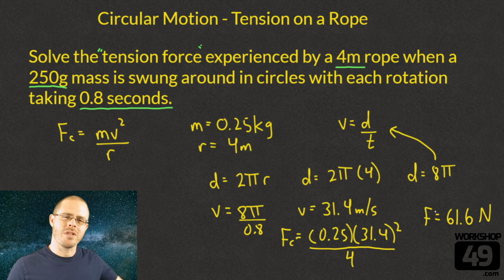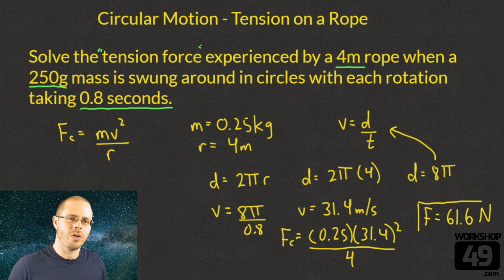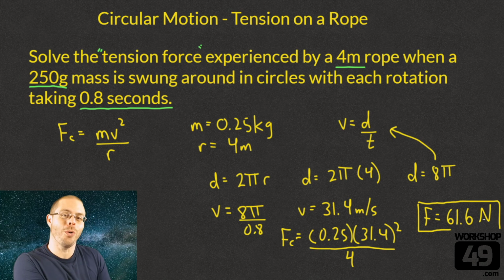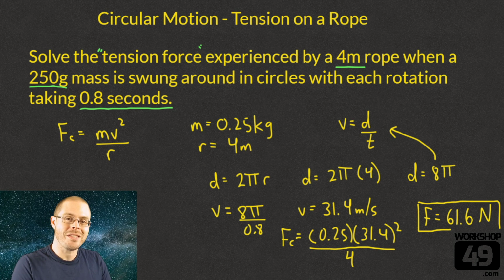So the centripetal force, that force that wants to launch that mass out into the wild world, is the exact same force of tension that we have to hang on to, or else that mass will go flying. If that 61.6 were stronger, then our rope would break. If we couldn't hang on with a grip that could hold 61.6 newtons, we would let go of the rope, and it would fly away.